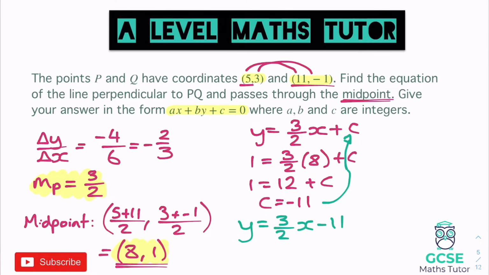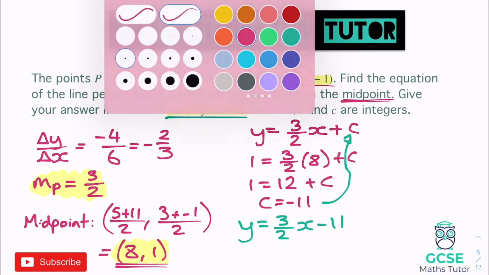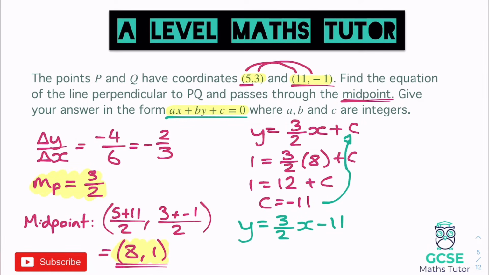Now that is the equation of the line, but it wants your answer in the form ax plus by plus c equals 0, where a, b and c are integers. In order to make sure that x coefficient is a whole number, we're going to have to remove the denominator of the fraction, and at the moment it's being divided by 2. So we're going to want to times everything by 2 here. If we times everything by 2, we get 2y equals 3x when we remove the divide by 2, and that's going to be minus 22.